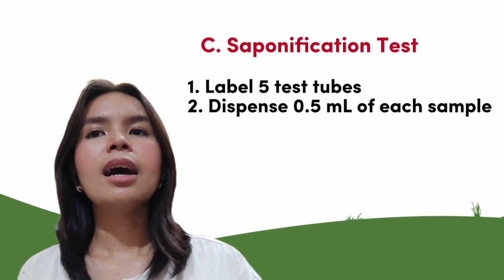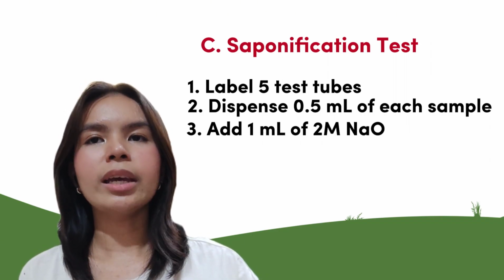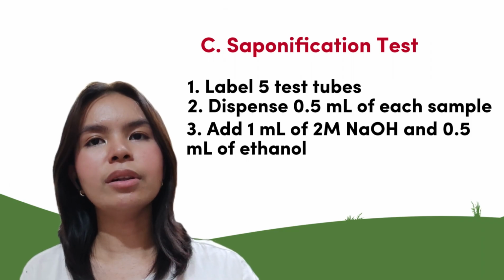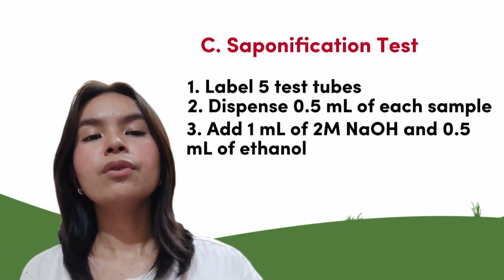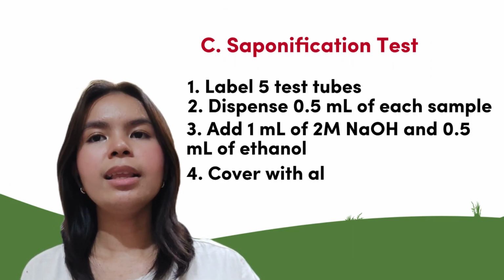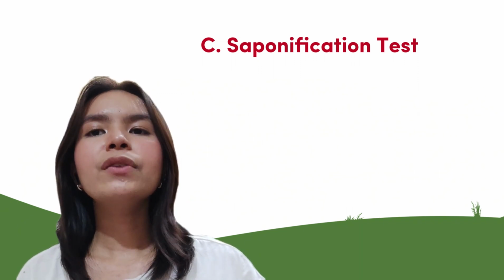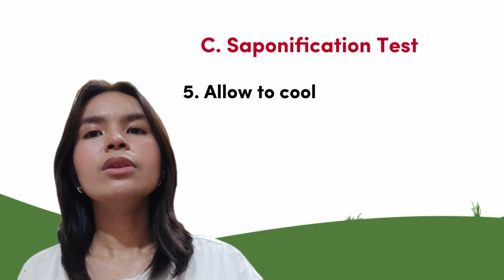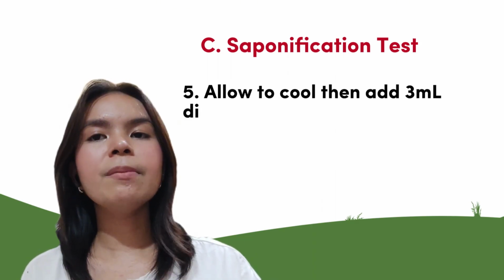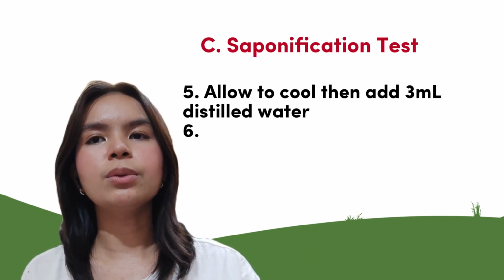Add 1 ml of 2 M NaOH and 0.5 ml of ethanol to each test tube. Cover each test tube with aluminum foil and heat the test tubes in a hot water bath for 15 minutes. After heating, allow the test tubes to cool slightly and add 3 ml of distilled water to each test tube.